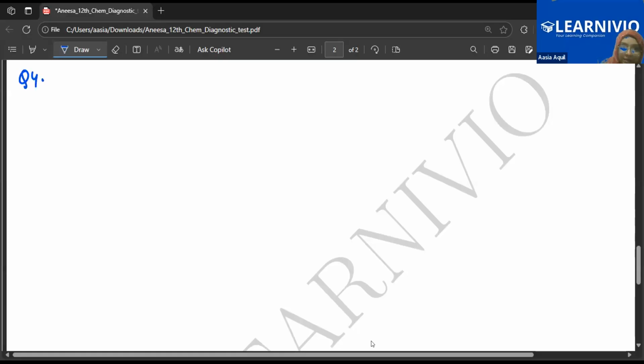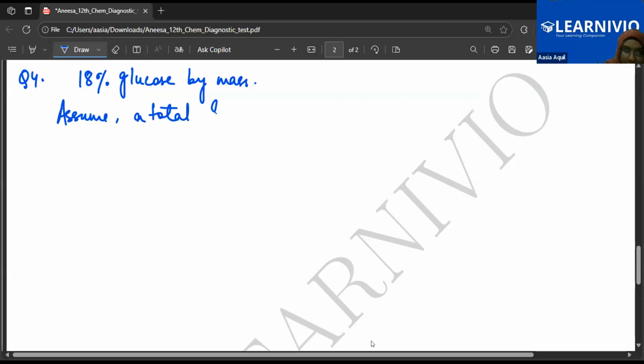18% W by W means by mass, right? So write down along with me, 18% glucose by mass is given. Right? So just assume a total solution mass of 100 gram. Just assume it. Suppose we have a solution of 100 gram.